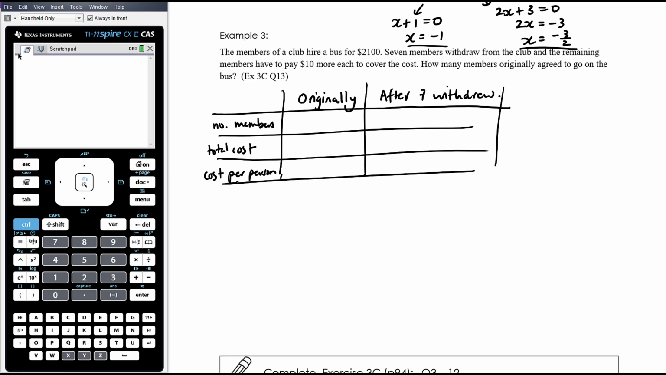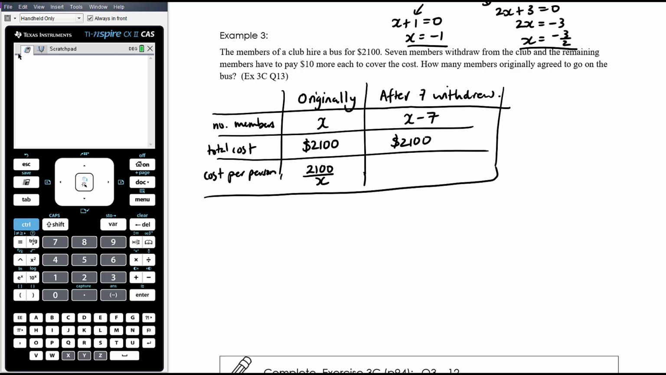Okay, so originally, let's say there was originally x members, that's what we want to find. After 7 withdrew, there's obviously x minus 7 members. The total cost is still 2,100 both times. And so the cost per member originally was 2,100 divided by x. The cost per member after 7 withdrew is now 2,100 divided by x minus 7.